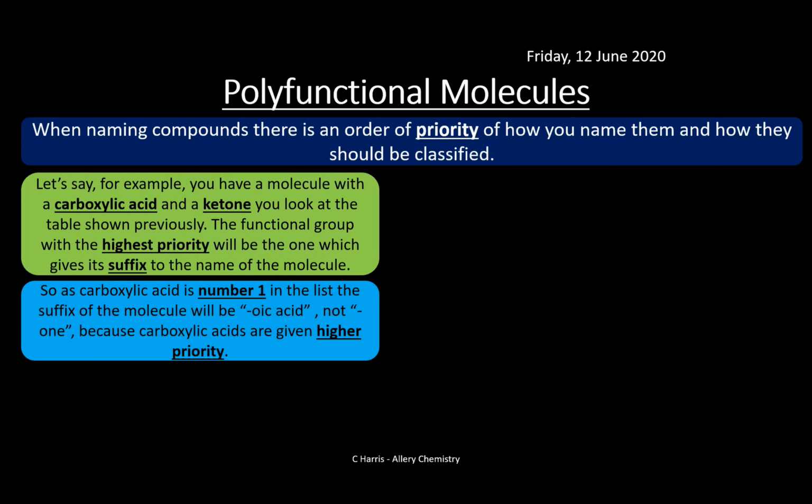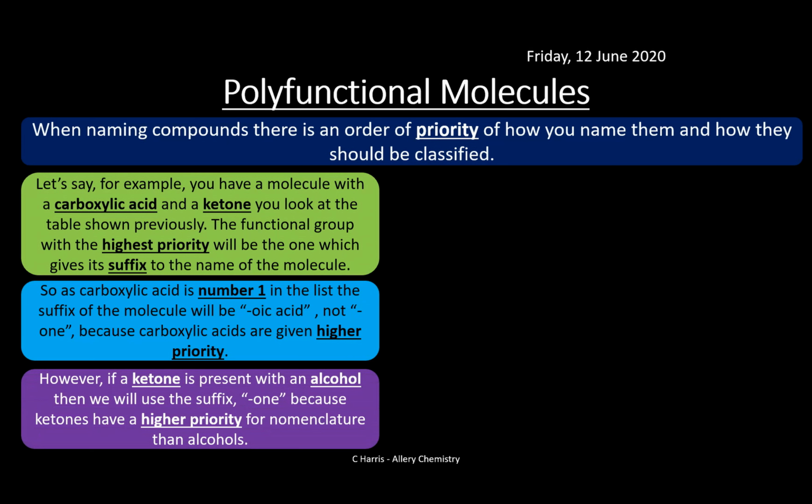Okay, so what we're saying is, with the carboxylic acid, you have a carbonyl group and you have an alcohol group. So you've got to use oic acid at the end. Okay, so it's got to be that one. However, this is to do with a carboxylic acid and a ketone. Because a carboxylic acid is higher in priority than a ketone, we name it oic acid and not on at the end, if you see what I mean.